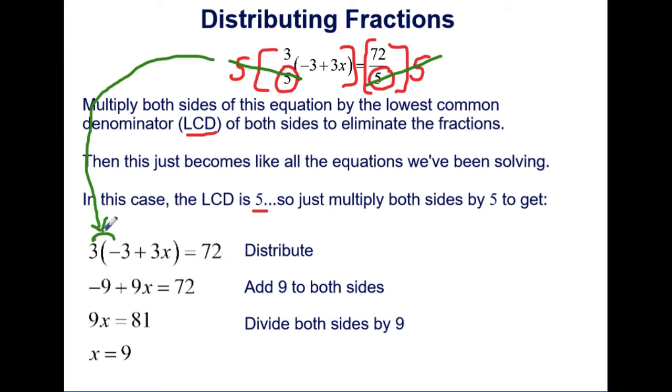We'll distribute the 3 to have -9 plus 9x equals 72. We'll add 9 to both sides to undo the subtracting 9. And we'll divide both sides by 9 to undo the multiplying by 9, leaving us an answer of x equals 9.